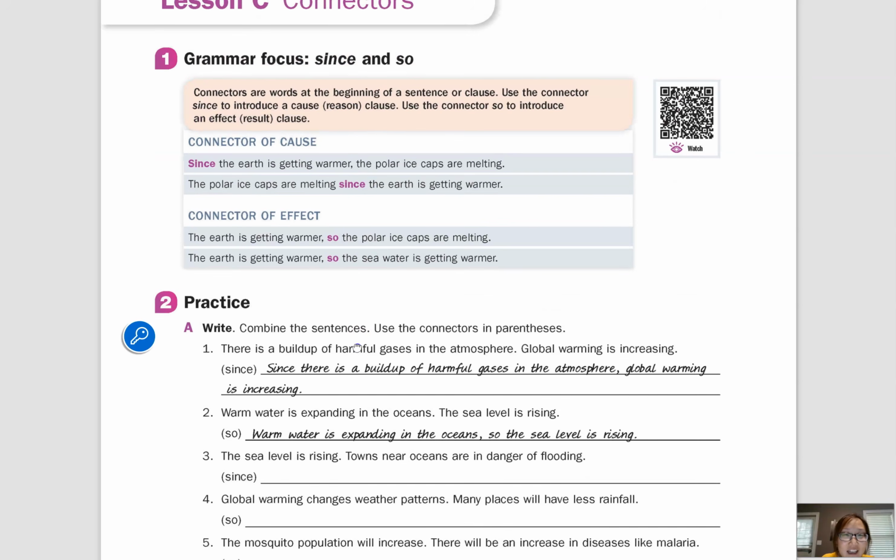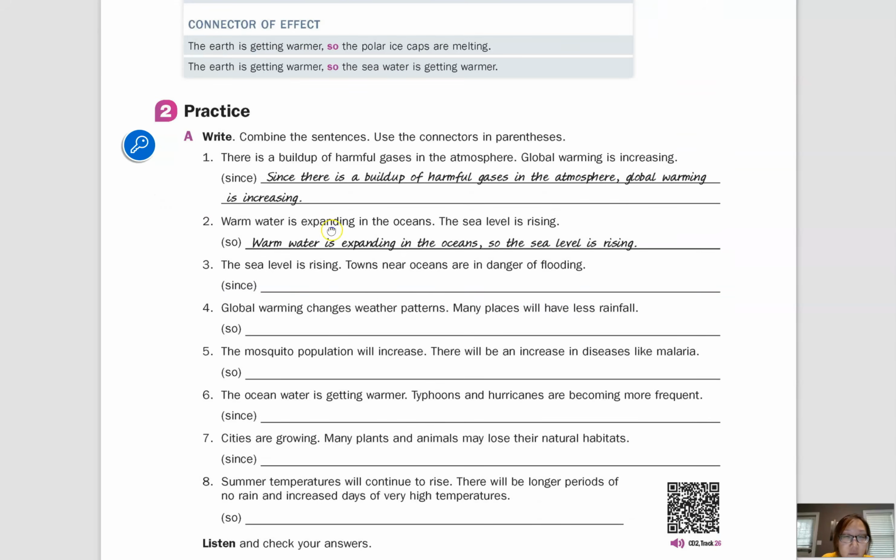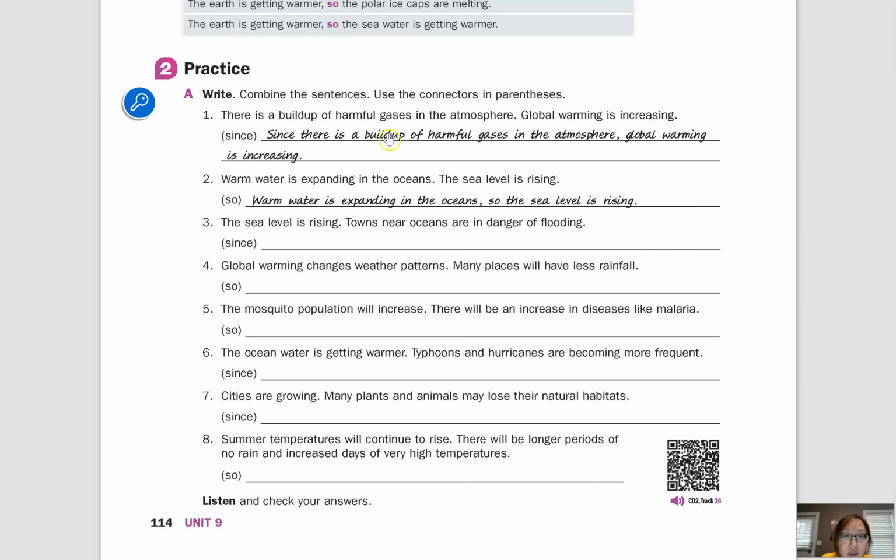A cause clause. It's kind of hard to say because it rhymes, but this one is cause and this one is clause. So cause clause. It's like a tongue twister. You can also say reason clause. That's a lot easier. So we have to say, since there is a buildup of harmful gases in the atmosphere, global warming is increasing. So we see that the cause clause comes at the beginning, but of course you can also put it at the end. So you can say global warming is increasing since there is a buildup of harmful gases in the atmosphere.